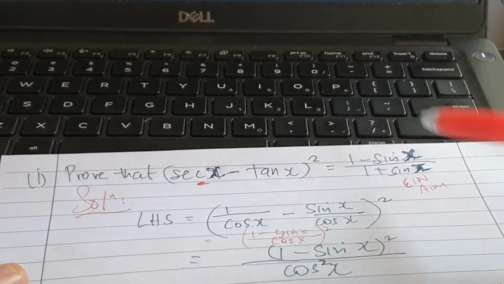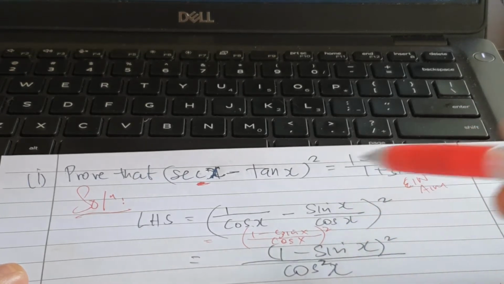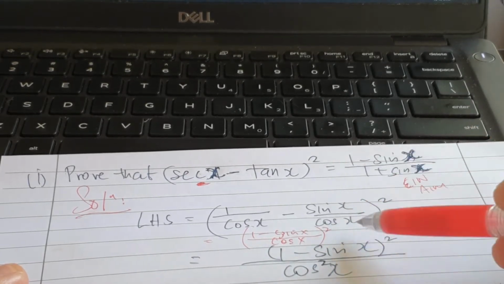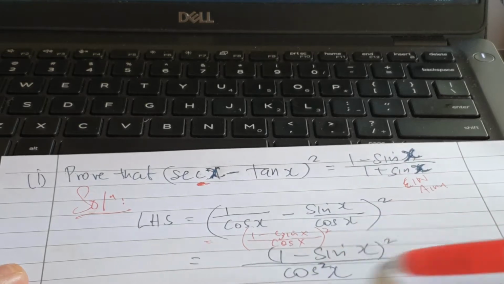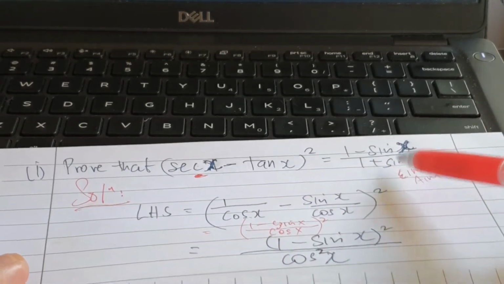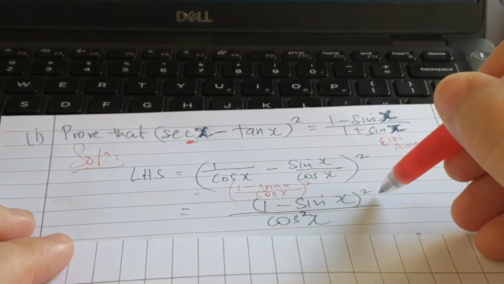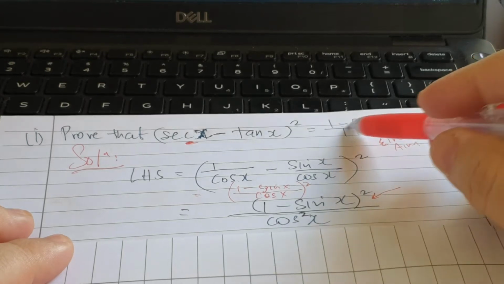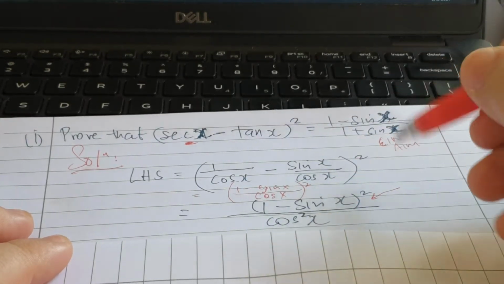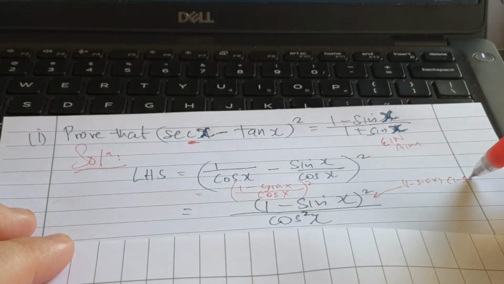Then you'll say, it doesn't quite look the same. Actually, we are almost there. You must always have the end in mind and then you work towards the end. Don't blindly just do and then not look at this. I must look at this. So what is the next step? You must notice that I want to get 1 minus sine x. I already have 1 minus sine x here times 1 minus sine x here.